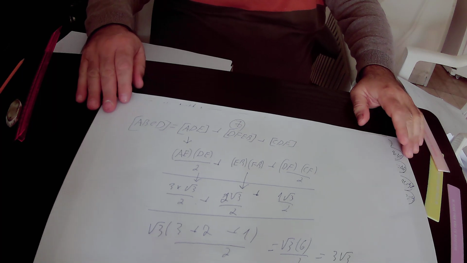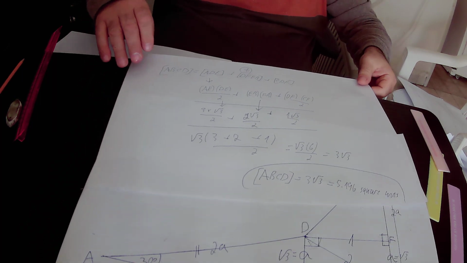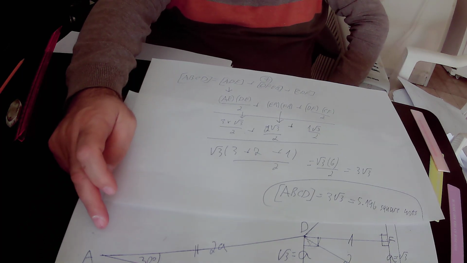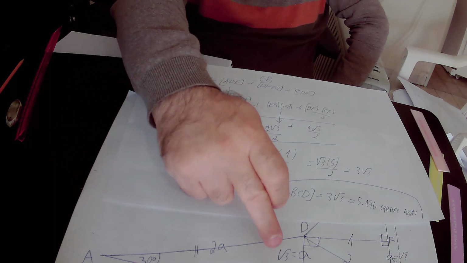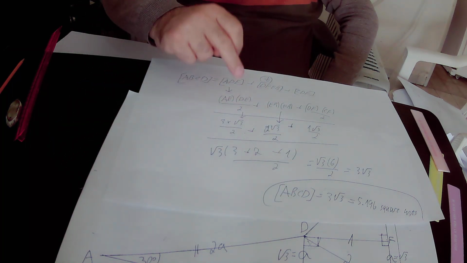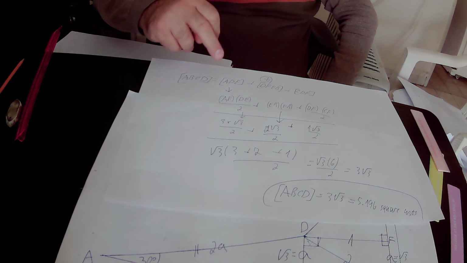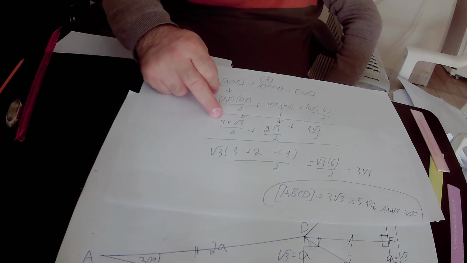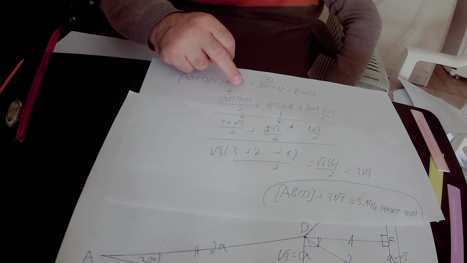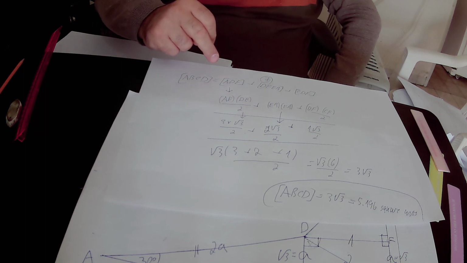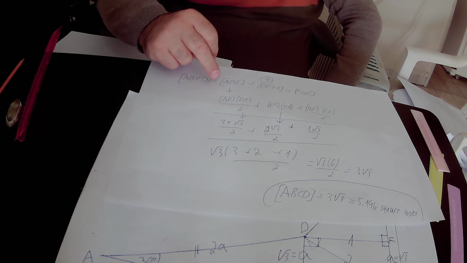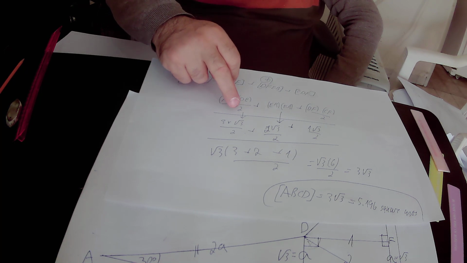The area of triangle ADE equals the base of the triangle, that is AE, times the height to the base, that is DE, over 2. Okay, AE equals 3. DE equals square root of 3. So the area of triangle ADE equals 3 times square root of 3 over 2.